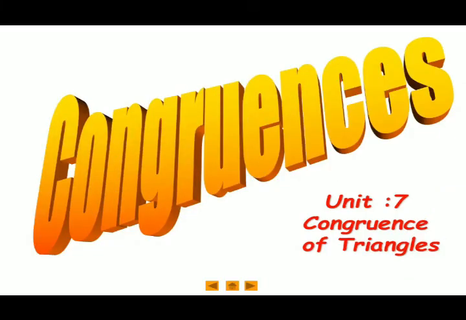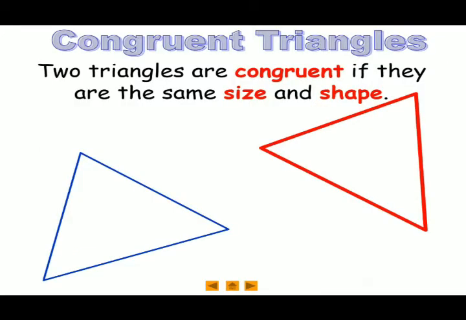Unit 7: Congruence of Triangles. Let us see first what congruent triangles are. Two triangles are congruent if they are the same size and shape. Here you can see two triangles are given to you.